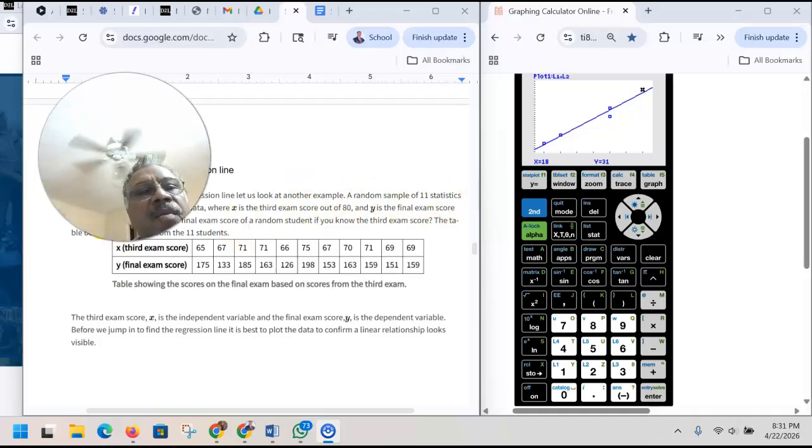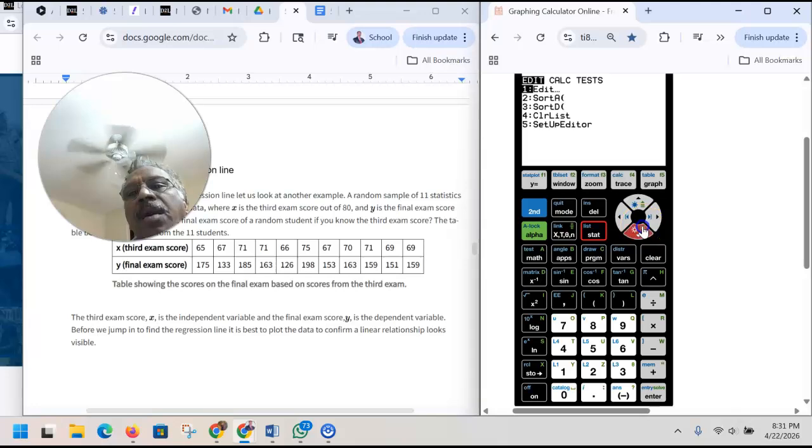So there are 11 students who answer the third exam. Their scores are given, and also their final exam score is given. So what you do is let's plug it in quickly, and to save time, I'm going to do it right in front of you so that you get it. Let me clear everything. How do we clear? Stat, go down, clear. Open parenthesis, second, L1, comma, second, L2, close it, enter.